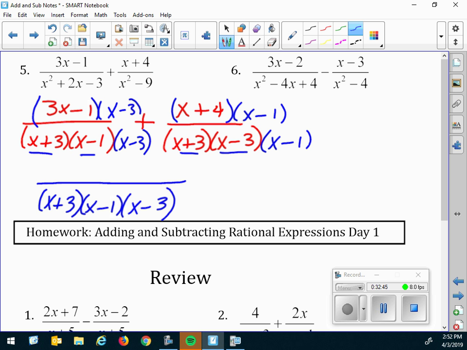Okay. What am I going to do with this first numerator? I'm going to FOIL it, yeah. I'm going to FOIL it. 3x squared. Help me here. What's outside? Good. Outside was minus 9x. Inside was minus 1x.